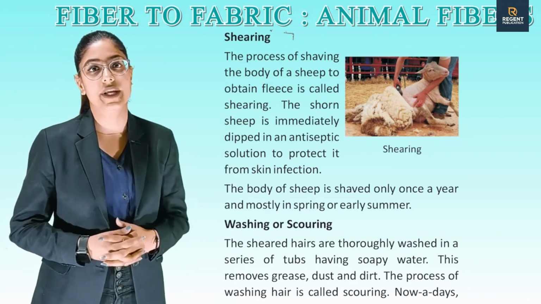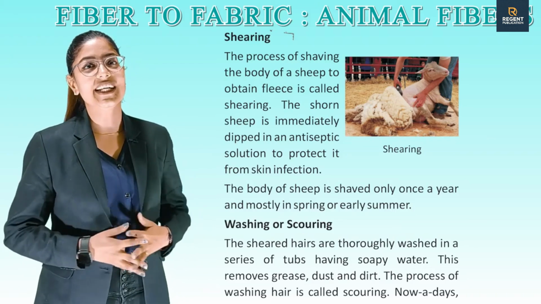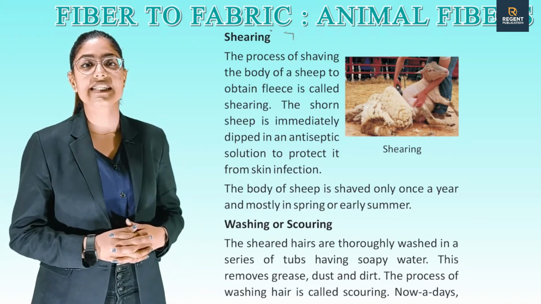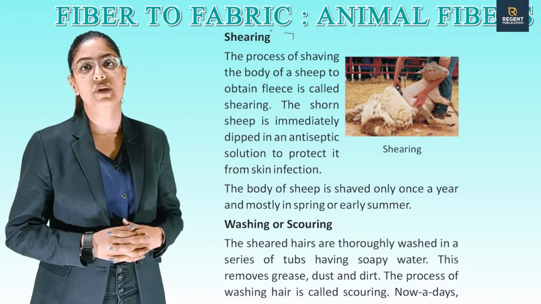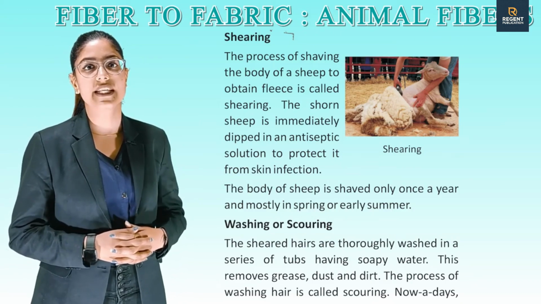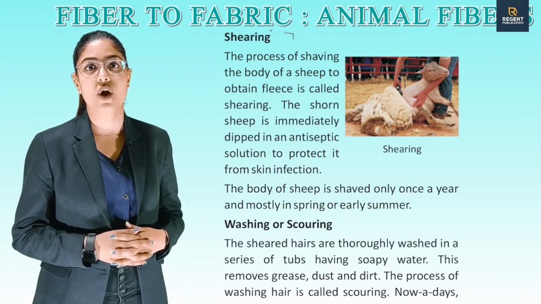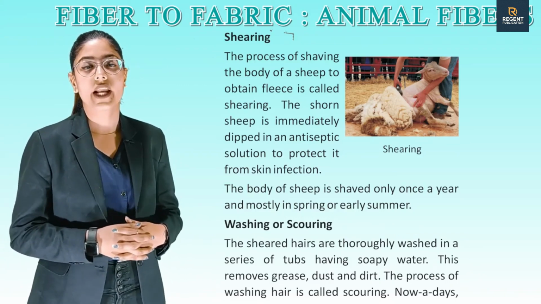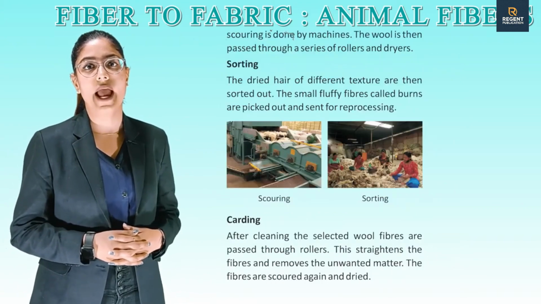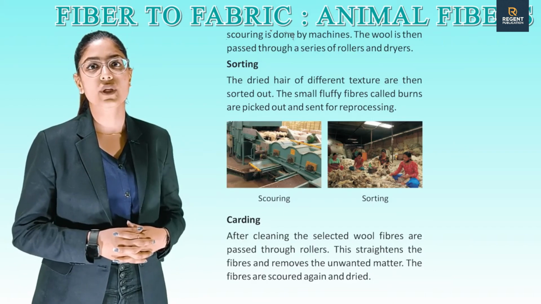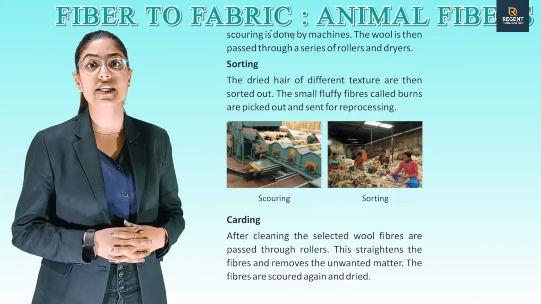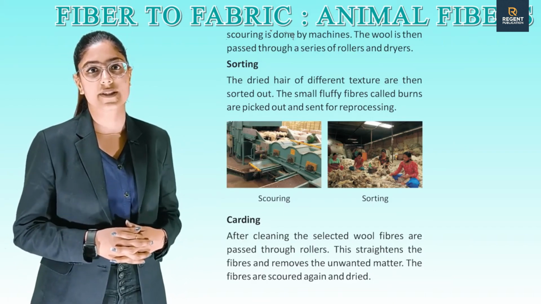Washing or scouring. The sheared hairs are thoroughly washed in a series of tubs having soapy water. This removes grease, dust and dirt. The process of washing hair is called scouring. Nowadays, scouring is done by machines. The wool is then passed through a series of rollers and dryers.